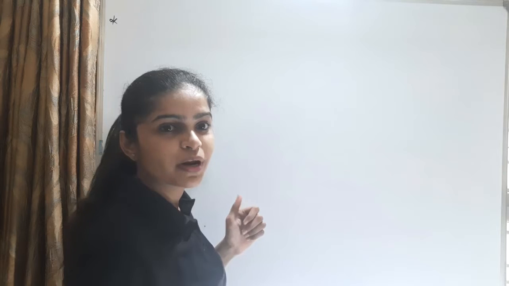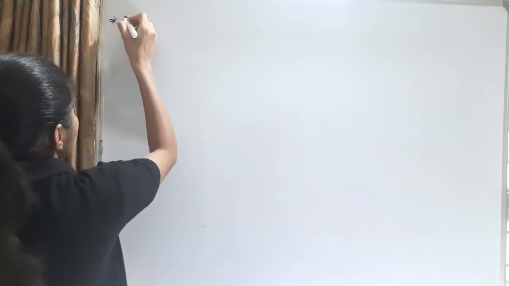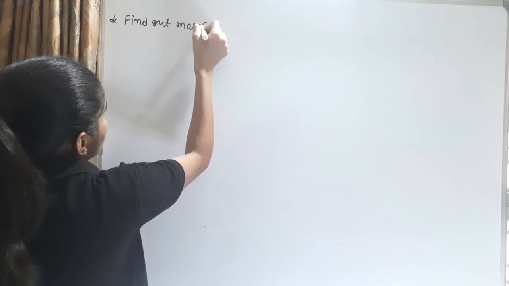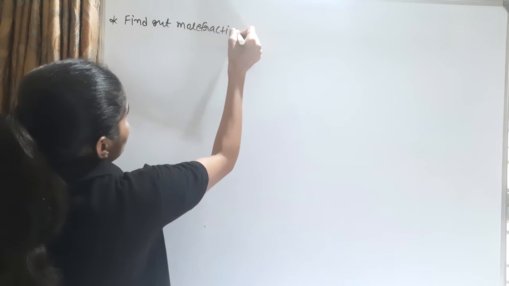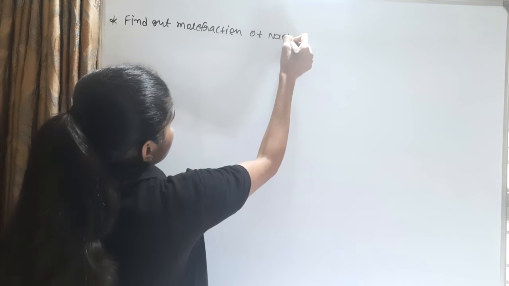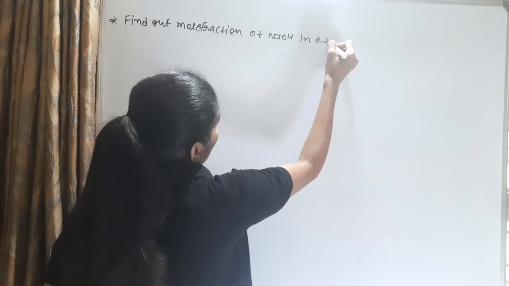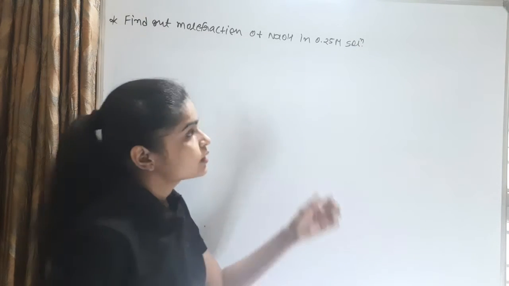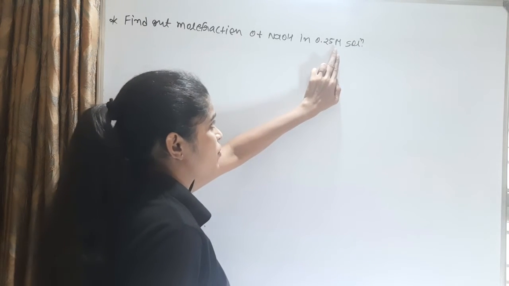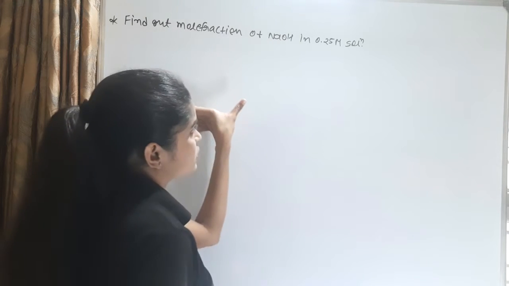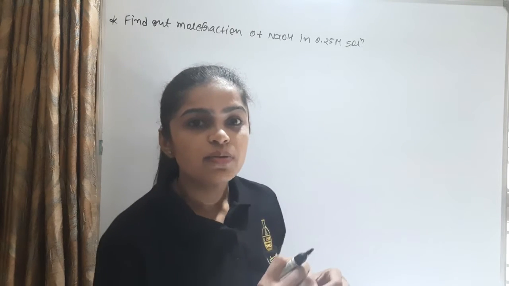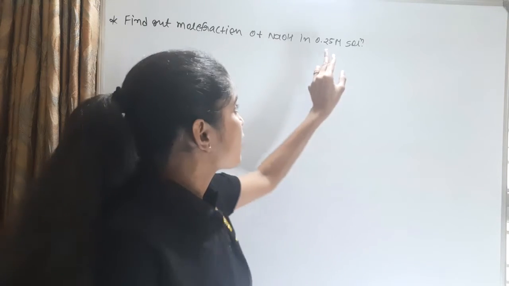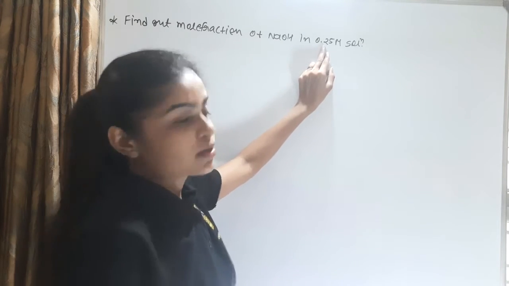Next question for mole fraction. How to find out the mole fraction? The question is: find the mole fraction of NaOH in a 0.25 molar solution. The given solution is 0.25 molar. For the mole fraction, we know that it is given in terms of the number of moles. How to find the number of moles?